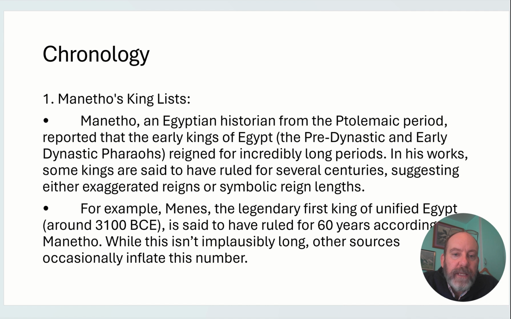So, Manetho Kings List. This is the one that everyone goes to and says this is the most important, most accurate list that we have. I question a lot of this, but Manetho, an Egyptian historian from the Ptolemaic period or Hellenistic period, reported that the early kings of Egypt reigned for incredibly long periods. In his work, some kings are said to have ruled for several centuries, suggesting either exaggerated range or symbolic numbers. For example, Menes, the legendary first king of unified Egypt around 3100 BC, is said to have ruled for over 60 years, according to Manetho. So it's not implausible, but it is unlikely.